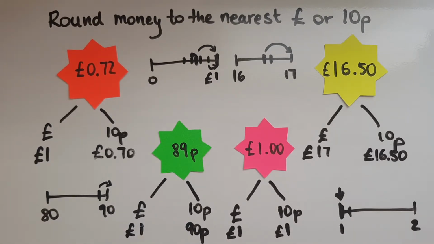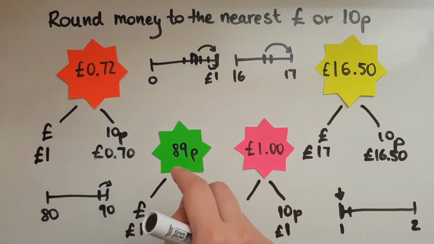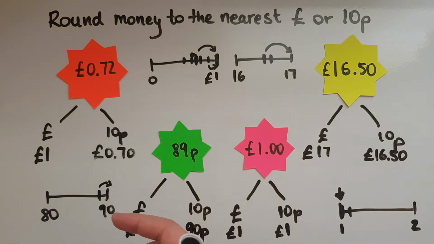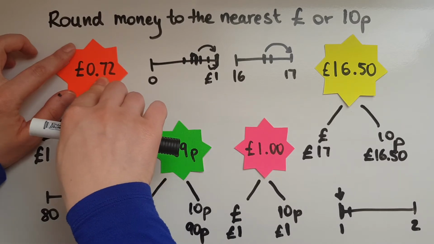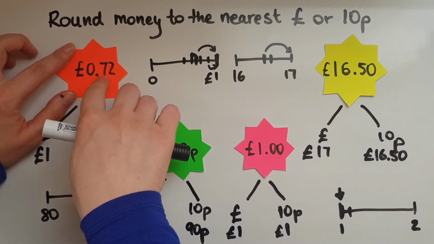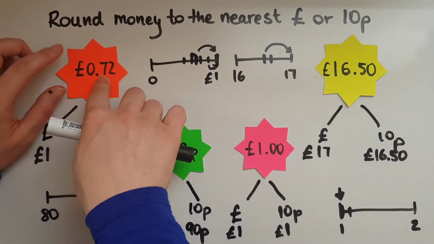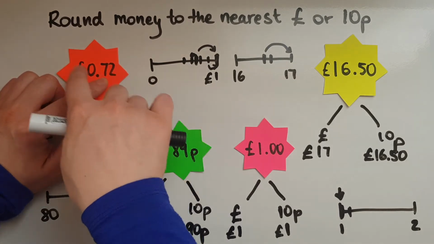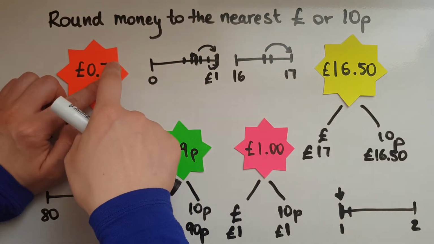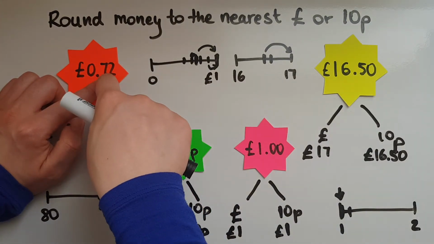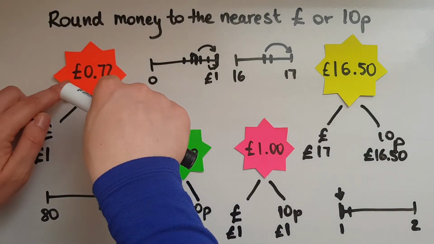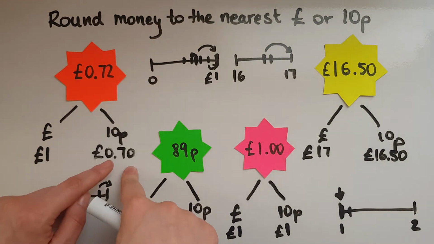And if you look at the other method as well, where we identify the digit, for the 10p, we would look at where is the 10p coin value, where is the digit, that's a 7. So we'll look at the digit on the right, that is a 2, which means we stay down, we round down. So we keep this as 70. So 0 pounds and 70 pence.